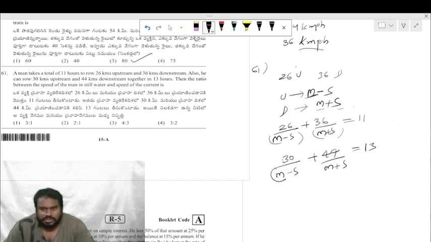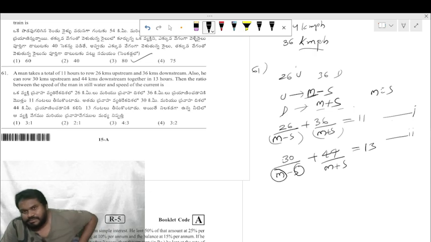So he is asking about m and s individually, and their ratio m to s is asked indirectly. Just solving these two equations, you will get the answer. How can you solve it? By just eliminating. You know how to solve the equation.